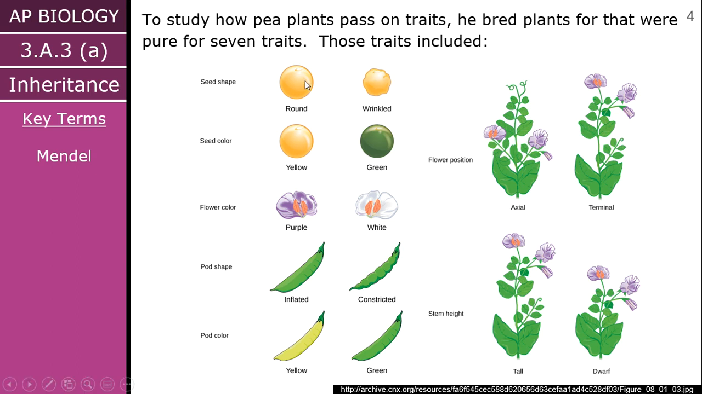So seeds can either be round or wrinkled. They can be yellow or green. Flowers can be either purple or white, etc., etc. There are 2 different options for all of these 7 traits.